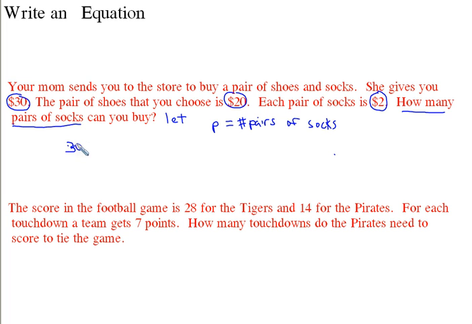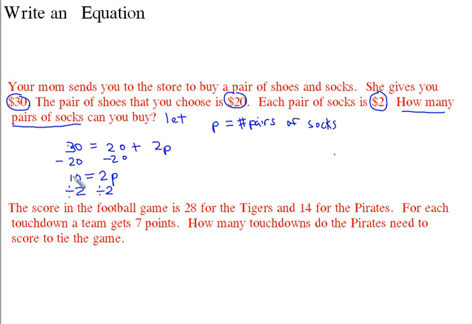So 30 is equal to 20. $30, that's how much your mom gave you. $20 is the cost of the shoes. And now we've got to figure out the amount of socks. But the socks, they're not $1 each, they're $2 each. So for each pair of socks, I'm spending $2. So what I have to do then is isolate the variable. So 10 is equal to 30 minus 20, so it's just 2p. Now I divide both sides by 2.